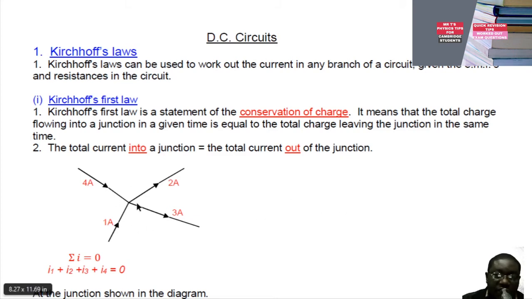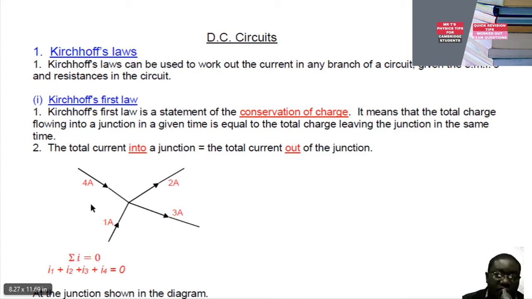The example is the network of currents shown there. The junction is this one. These are currents entering the junction, the two. So 4 plus 1, that's 5 amps, should equal the currents that are leaving the junction, which is 2 plus 3. 5 amps. So the algebraic sum of the currents is 0.